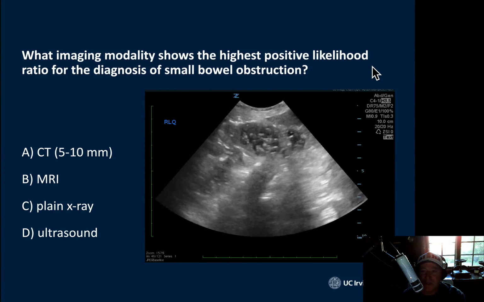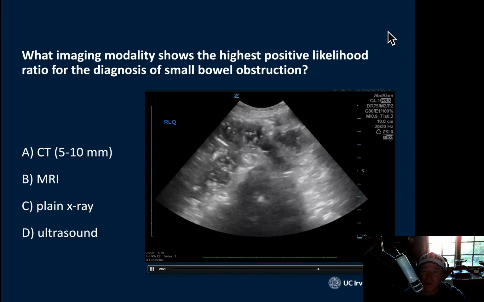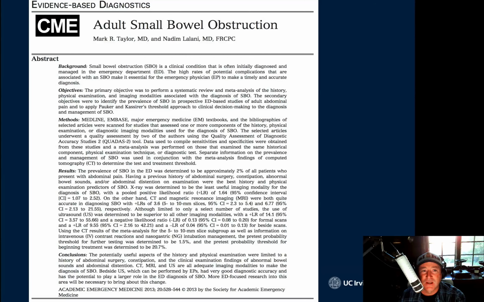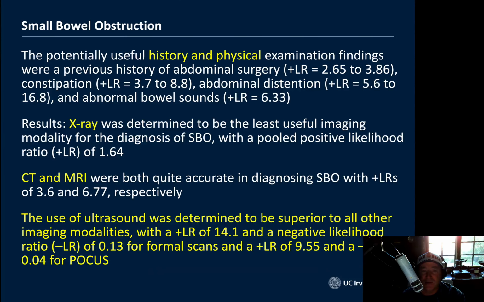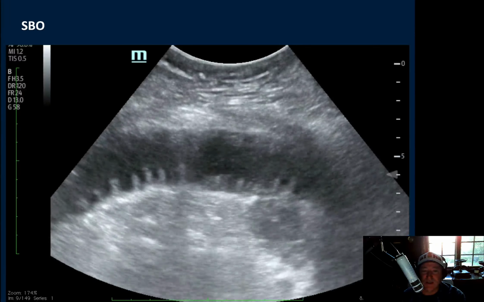It's just so obvious on ultrasound. It's one of the easiest diagnoses you can ever make. And they based that question on this article where they looked at the history and physical, the X-ray, CT, and MRI, and they showed that ultrasound actually had the best likelihood ratio, 14.1, which beat out the other imaging modalities. So that was pretty good. Whether it's in the hands of the radiologist or in the hands of the point-of-care ultrasound person, 9.55, a very high likelihood ratio. So you can see how it's pretty straightforward.